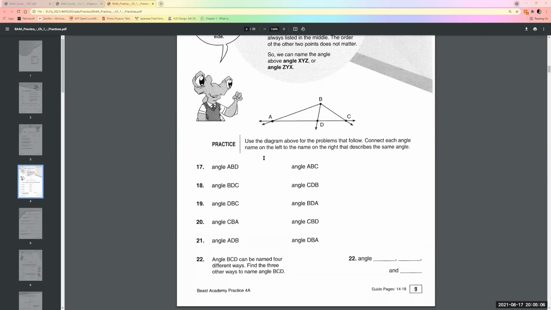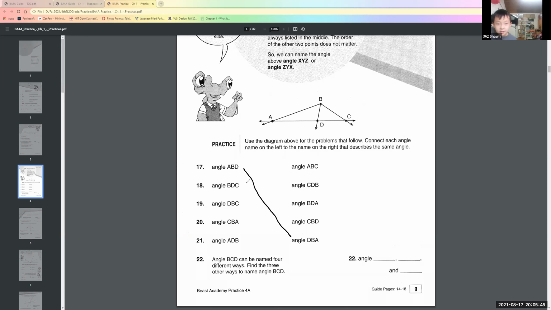Sean, are you there? Yeah. Okay. So the question is, use the diagram above for the problems that follow. Connect each angle name on the left to the name on the right that describes the same angle. ABD, wait, let me see. So ABD is this. DBA. Yep, DBA. So we go and get this one down here.